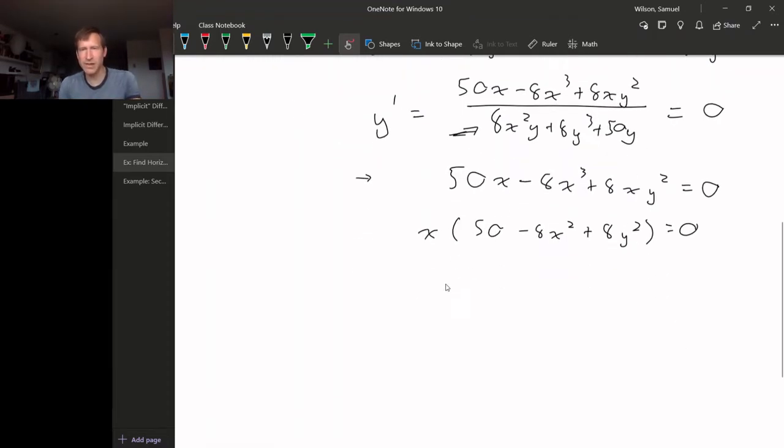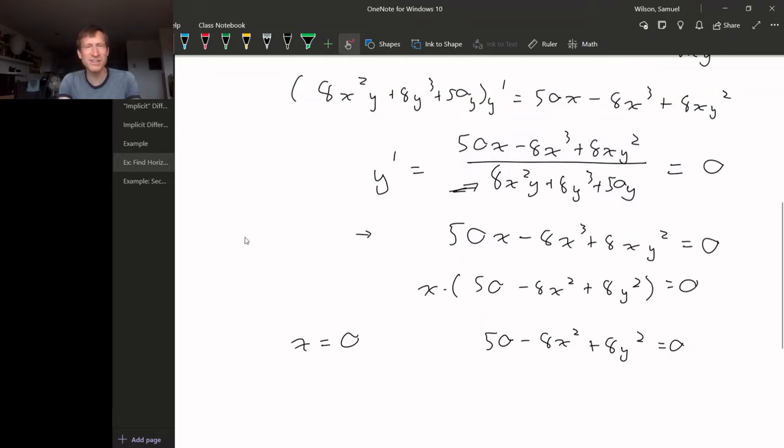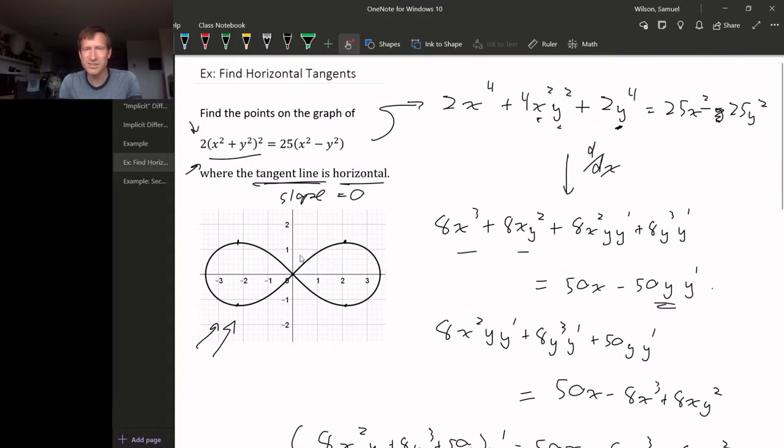Okay, and this will have two solutions, right? We can use the zero product property. Either x is going to be equal to 0, or 50 minus 8x squared plus 8y squared equals 0. But x equals 0, that's sort of an extraneous solution. This isn't one of the points we're looking for, because if you look at the original graph, the only point on the graph where x is 0 is this one, and that definitely doesn't have a horizontal tangent line.